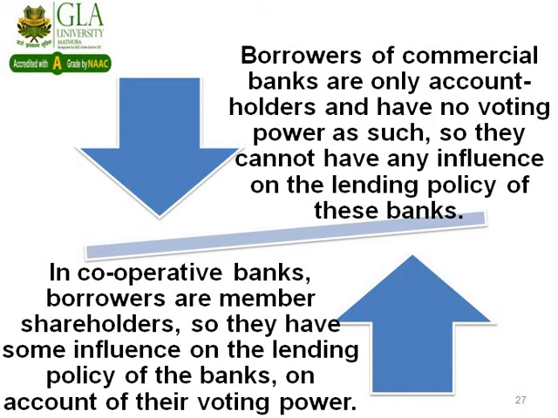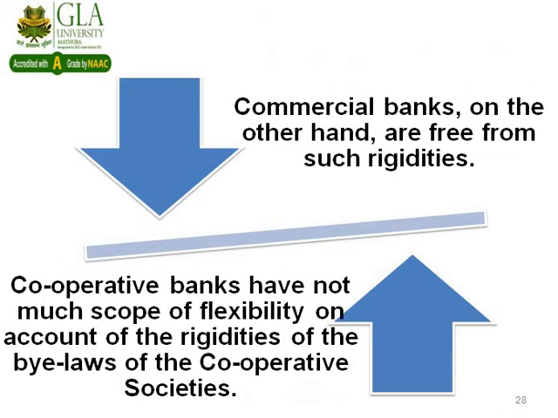The borrowers of commercial banks are only account holders and have no voting right as such, so they cannot have any influence on the lending policy of these banks. But in cooperative banks, borrowers are member shareholders, so they have some influence on the lending policies of the banks on account of their voting power. Therefore, they are provided a higher rate of return and higher interest as members. But this is absent in the case of commercial banks.